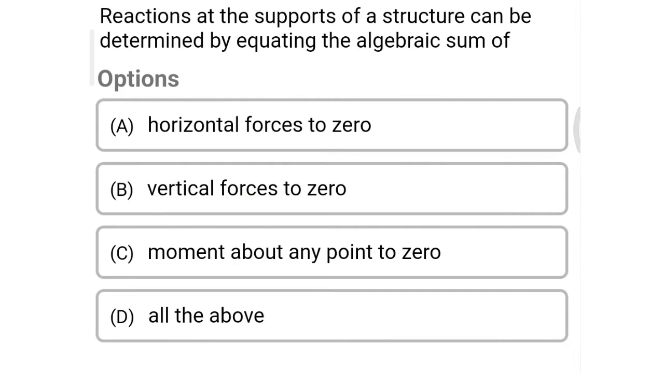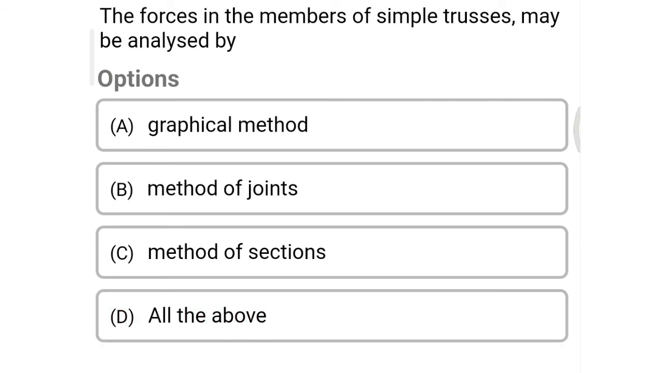So next question, reaction of the support of the structure can be determined by equating the algebraic sum of option A horizontal forces to 0, option B vertical forces to 0, option C moment about any point to 0, option D all the above. So the correct answer is option D, all the above. So next question, the forces in the members of simple trusses may be analyzed by option A graphical method, option B method of joints, option C method of sections, option D all the above.